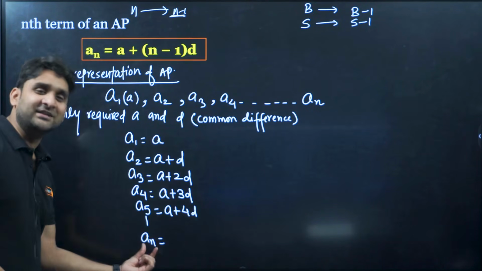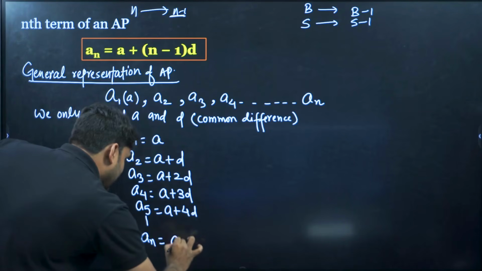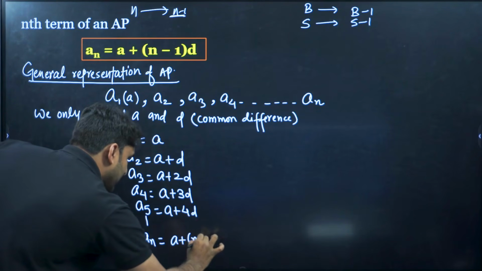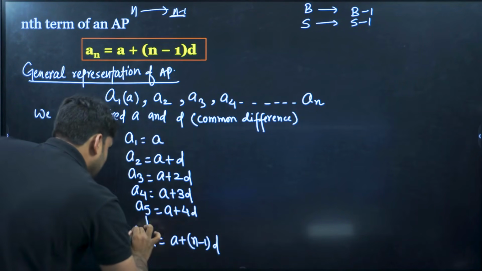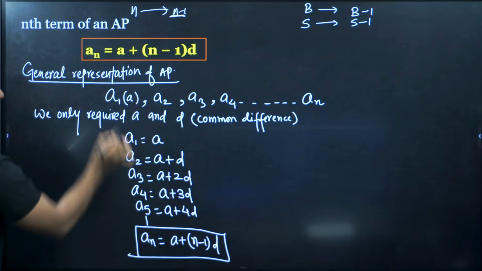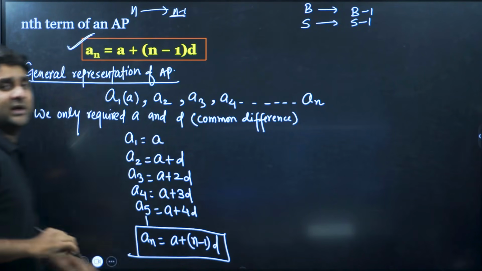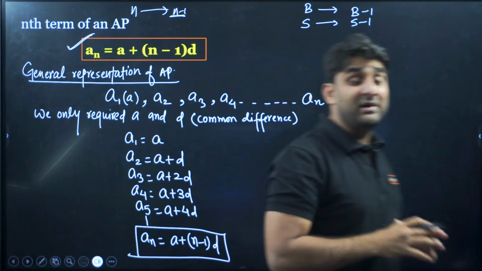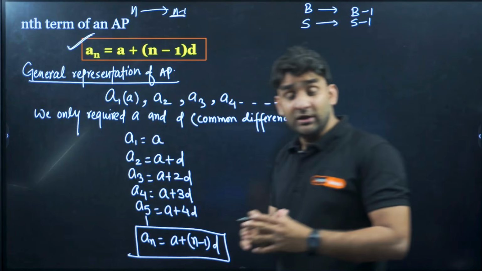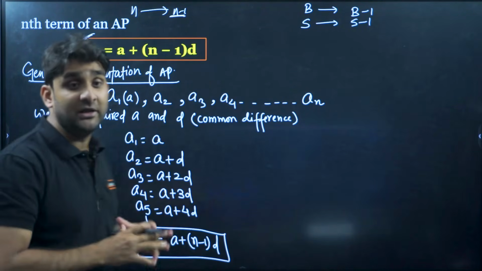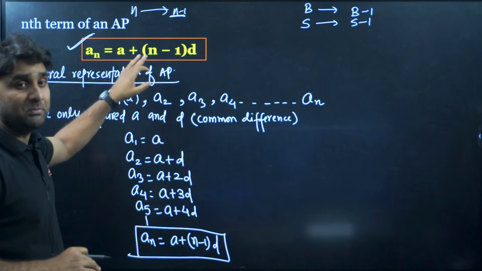So this is the nth term. What will be the nth term? A plus n minus 1 into D, and this is the first formula ready which I have written here. Nth term is equal to A plus n minus 1 into D. This is the very first formula in AP. So my dear, let me show you the power of this formula.